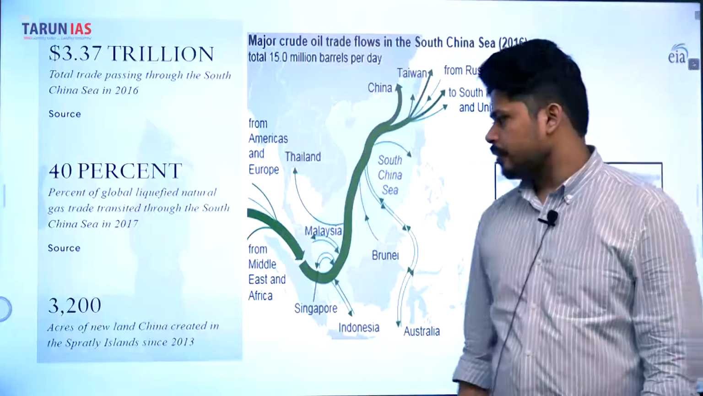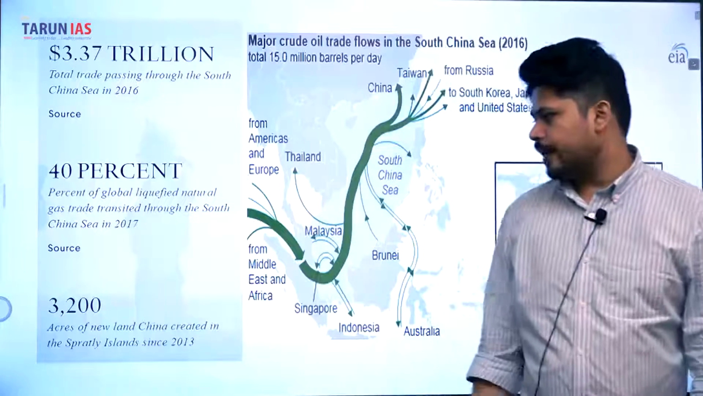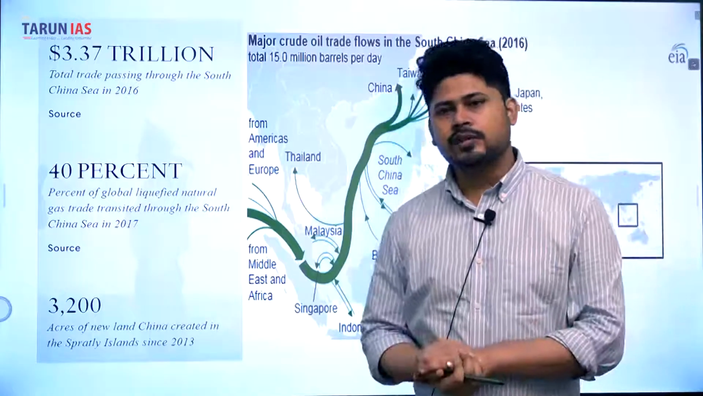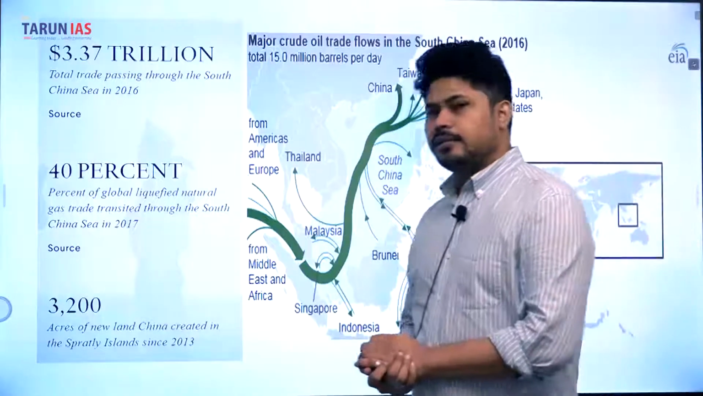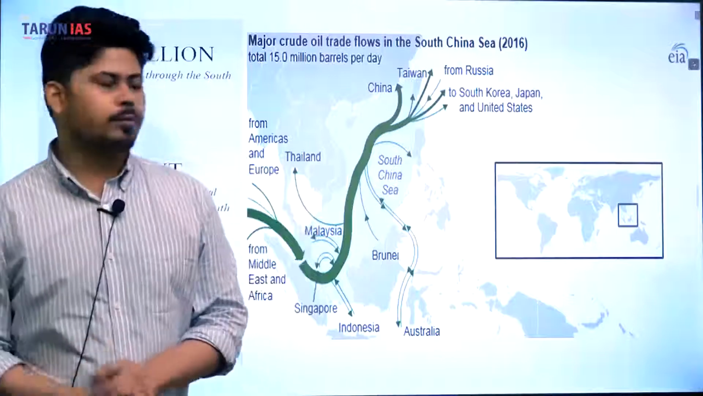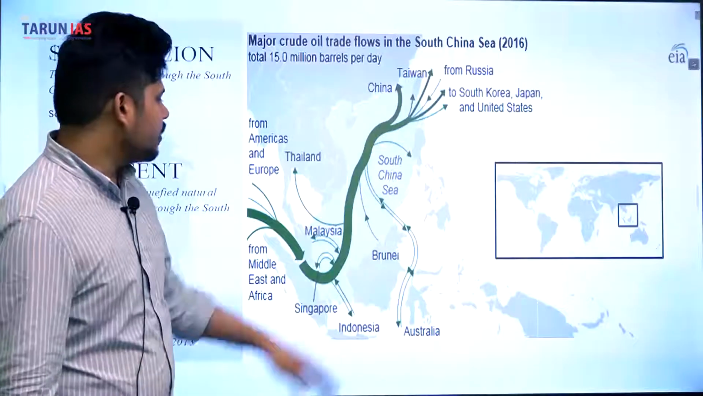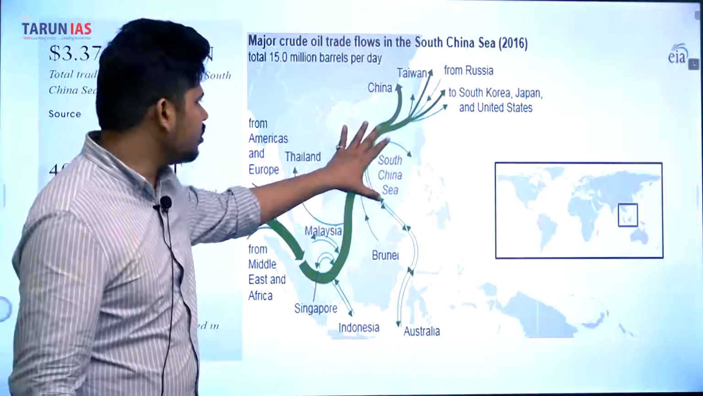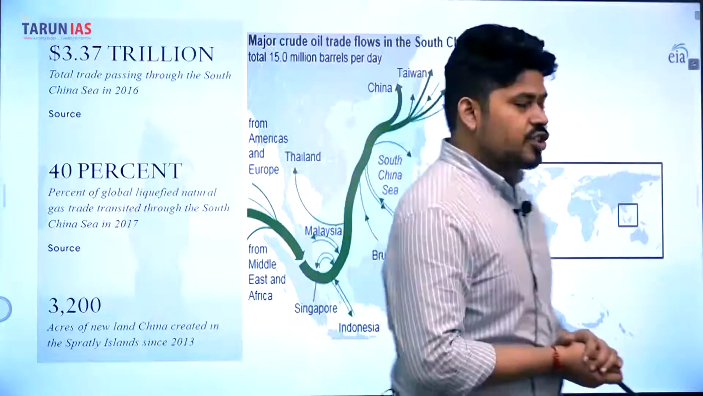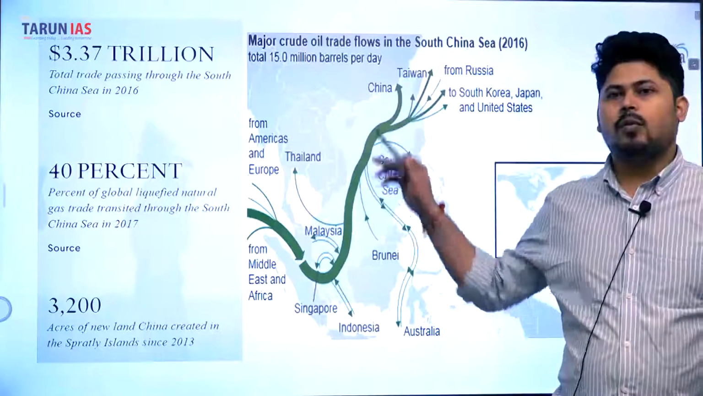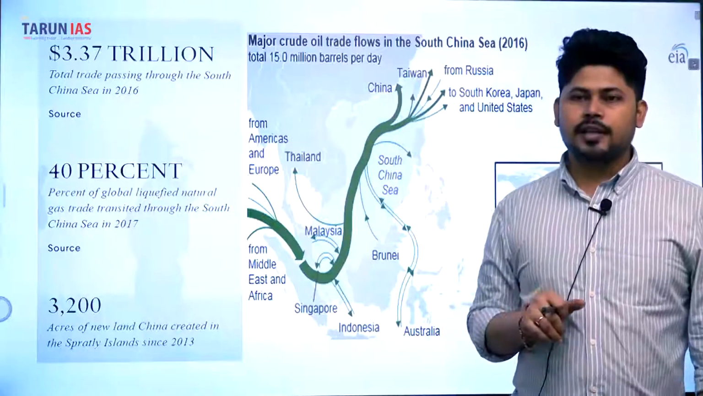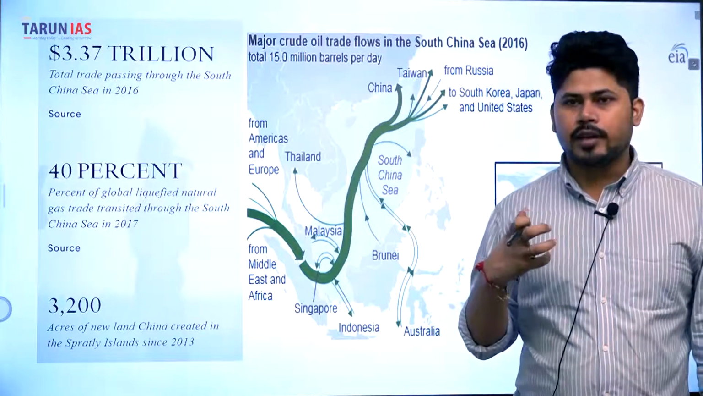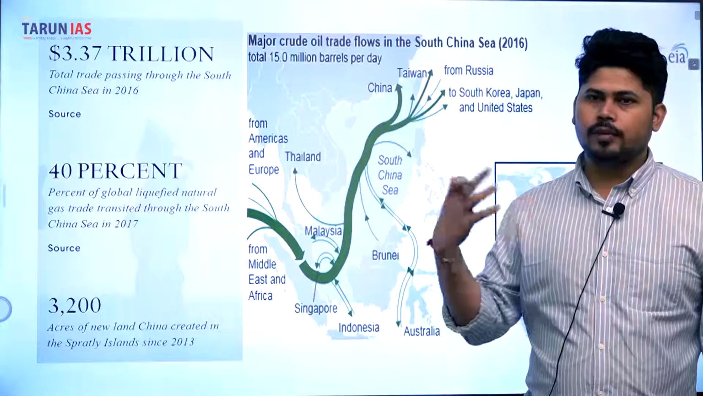routes. Okay, and 3,200 acres of new islands have been created by China, called the Spratly Islands, since 2013. So that is why there are territorial claims here by many countries, like Vietnam, Philippines, Malaysia, Indonesia. All these countries have territorial claims within the South China Sea. And China wants to have all of the South China Sea for itself, and that is why it has been exerting its territorial claim over the whole South China Sea, not from today, but since 1929.